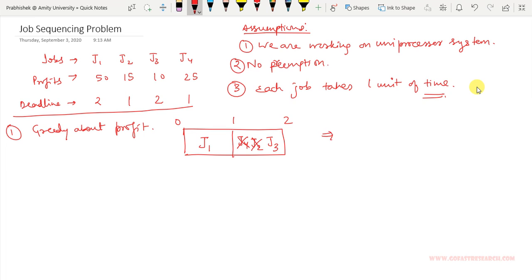So what profit do we achieve from this? What is the profit of J1? It is 50. What is the profit of J3? It is 10. Okay, so it will be 60. So the total profit earned is 60 when you are greedy about profit.